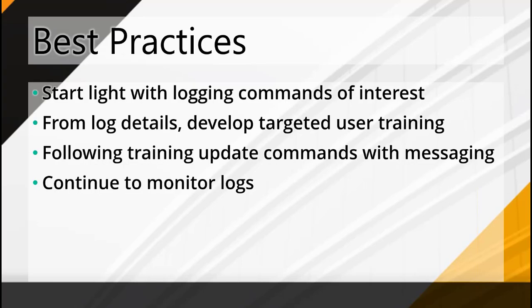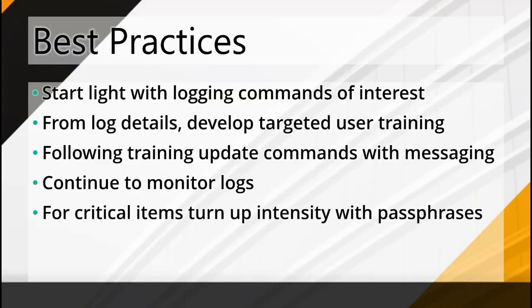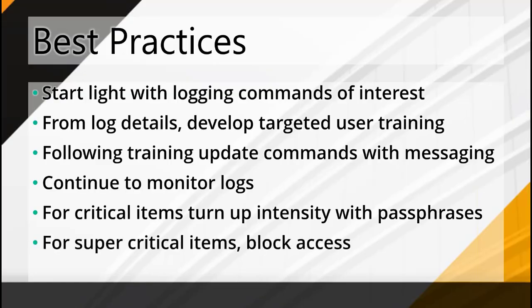And from that, if things start going critical and you start seeing even more issues, or continued issues with something, then you can turn up the heat a little bit. And for some of these really critical items, you start adding things like passphrases, which we're going to dig into more deeply later in our next session for deeper blocking. And again, we talked about that last time lightly as well. And then for super critical things, you can just block access altogether.